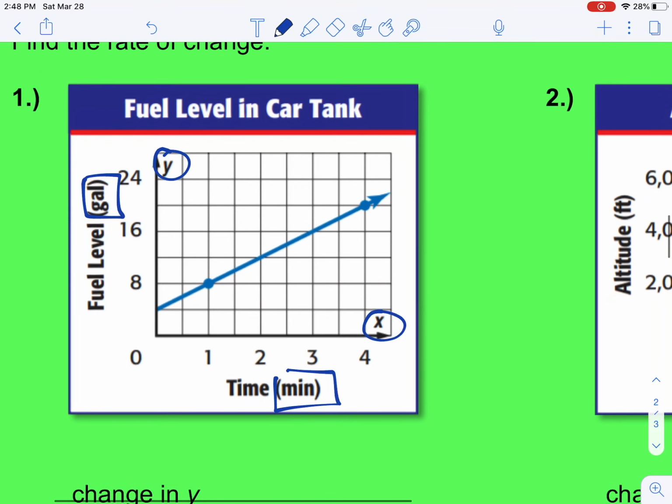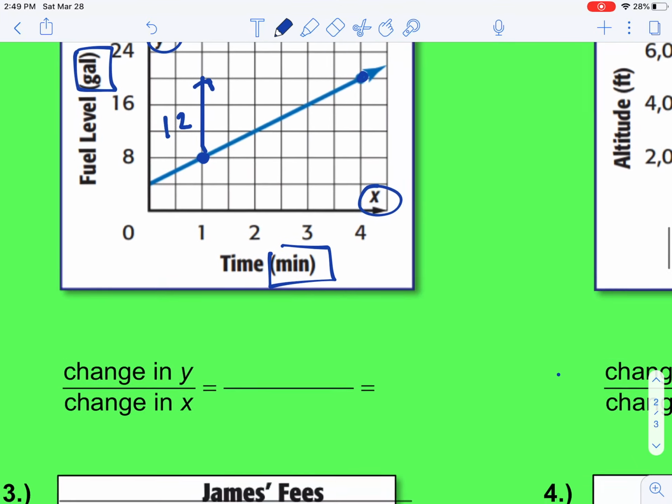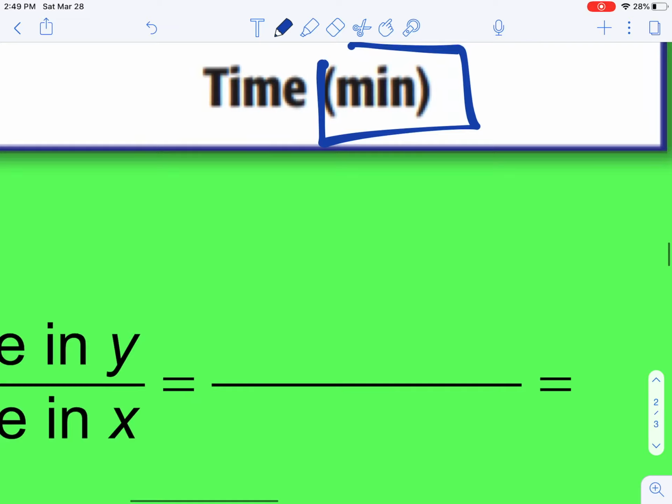And what I'm going to do is I got these 2 points on here. There's one and there's the other. So I want to go from the first point to the second point. So it looks like I have to go up. I got to go up to there. Now if you look at your labels, it's not counting by 1s, it's counting by 4. So our change in y is actually 12. And I'm going to write that down right away. 12 gallons.